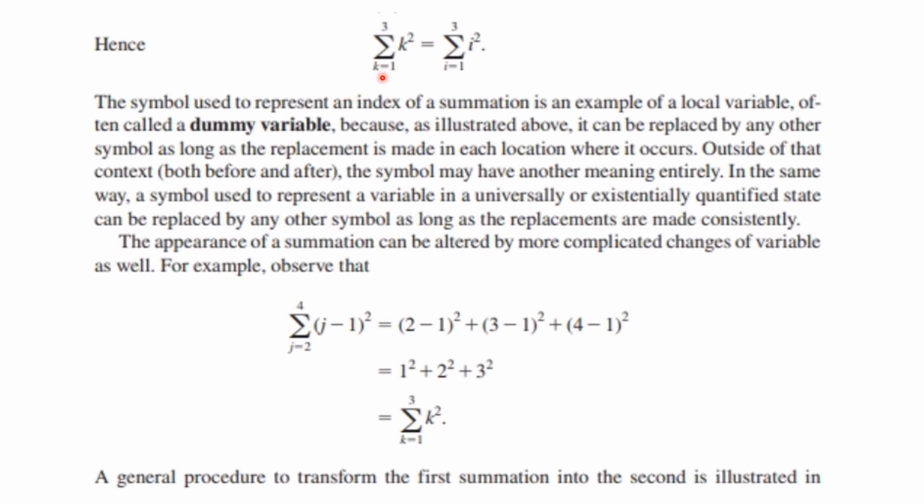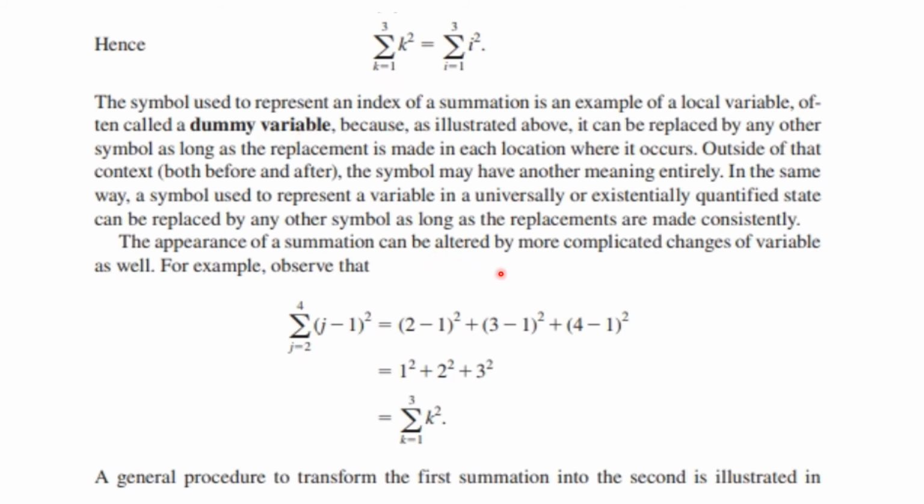And another thing to remember is that this is really a dummy variable. It's like solving an equation for x, and I could write the same equation using a variable called z. So here k is the index, so you go from 1 to 3 of k squared. That's exactly the same as i equals 1 to 3 of i squared. So that's a dummy variable, and that's a change of variable.